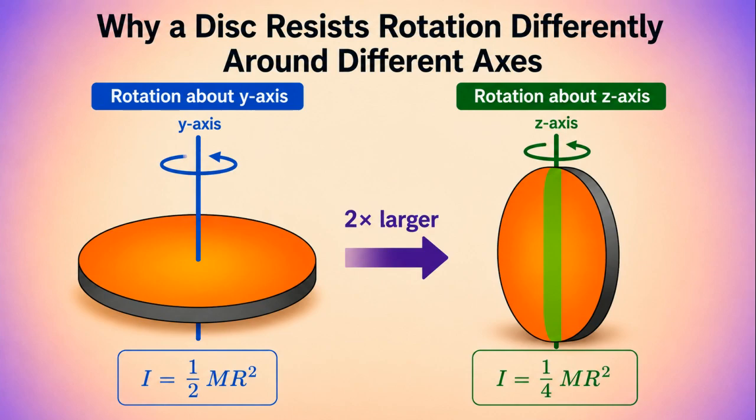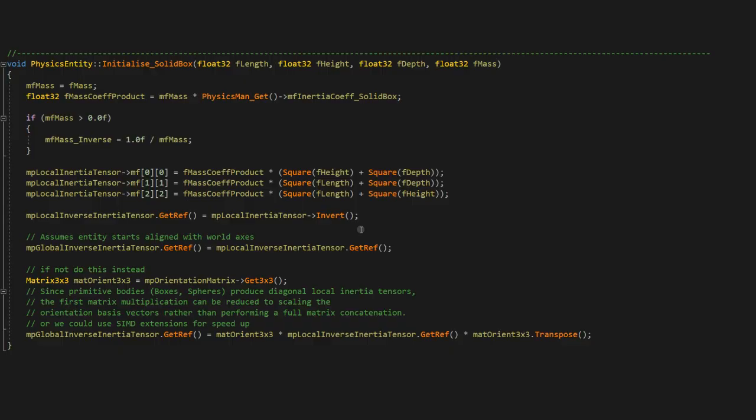Now that we understand the theory, let's look at an implementation. We initialize a solid box with its dimensions and mass as parameters. The inertia coefficient for solid boxes is stored in the Physics Manager class because we only need one copy of it.